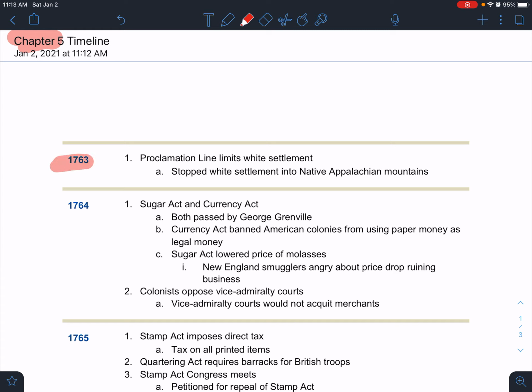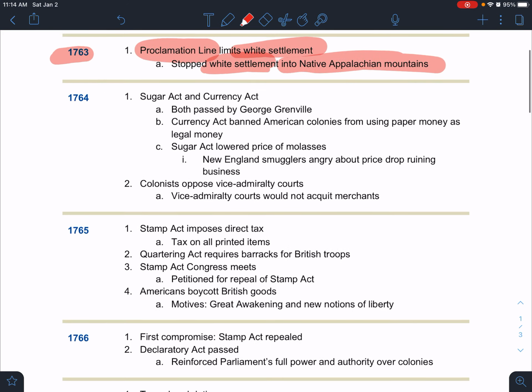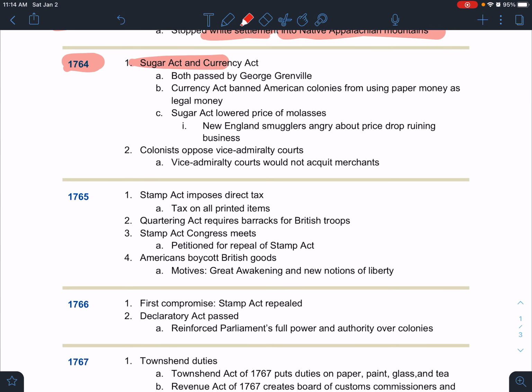In 1763, the Proclamation Line limits white settlement, and it stopped whites from moving into the native Appalachian Mountains. In 1764, the Sugar Act and Currency Act are passed by George Grenville, who was the prime minister, and the Currency Act banned American colonies from using paper money as legal tender. And they had to start using British money or coins.